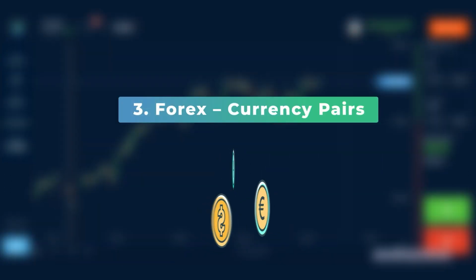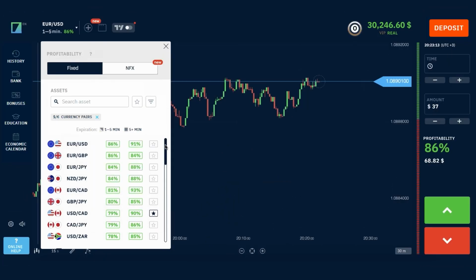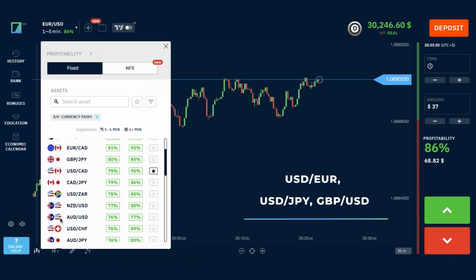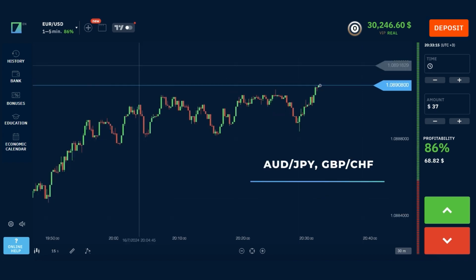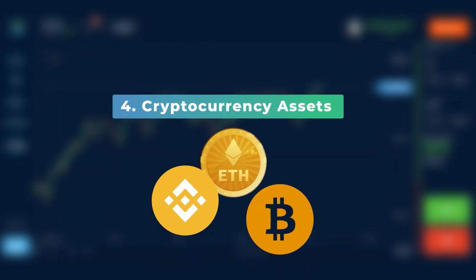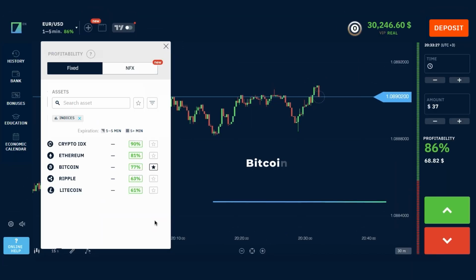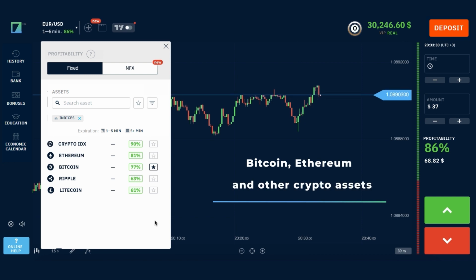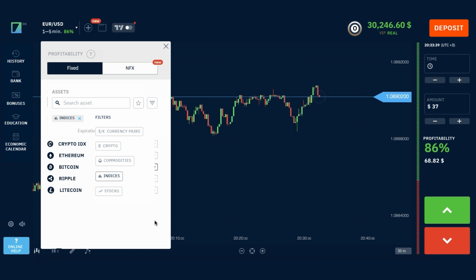The third group is Forex, the international currency market where different currencies are exchanged. You have popular currency pairs at your disposal, such as USD-EUR, USD-JPY, GBP-USD, and others. You can also trade cross-currency pairs, which are currency pairs that do not involve the US dollar. The fourth group is cryptocurrency assets. Cryptocurrencies are digital or virtual currencies based on blockchain technology. For example, Bitcoin is the largest and most well-known cryptocurrency. Ethereum is the second most significant cryptocurrency, featuring a decentralized blockchain platform that supports smart contracts.